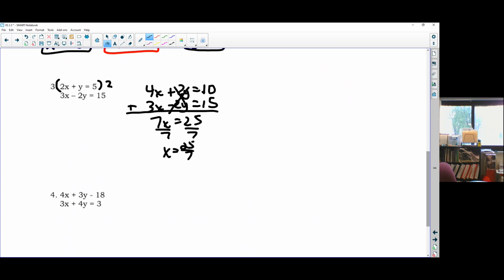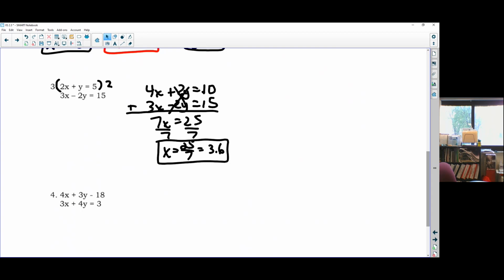I think it comes out to, grab my calculator here, 3.57. Yeah, so we're just going to kind of make it a decimal here. Make it 3, not repeating, 3.6. Okay, so there's our x.